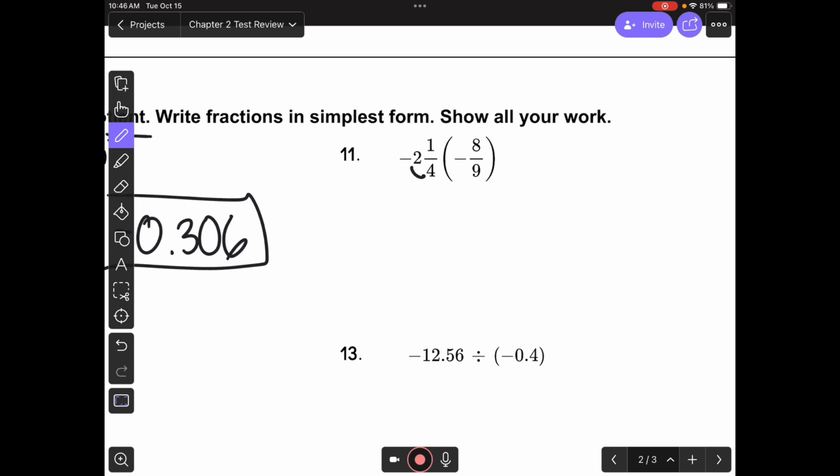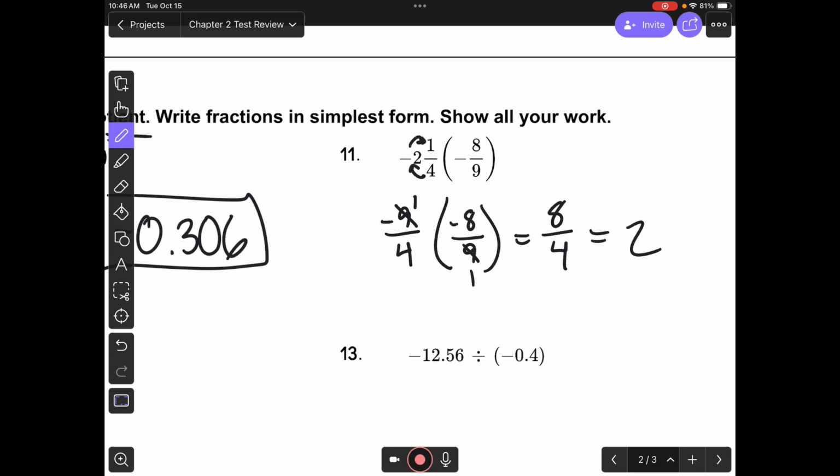For this one, we need to change our mixed number into an improper fraction. This would become negative 9/4, being multiplied by negative 8/9. Here we can do some canceling. 9 and 9 are both divisible by 9. They both become 1. Negative 1 times negative 8 is positive 8. 4 times 1 is 4. 8 divided by 4 is 2. To check, I had a negative times a negative. I should have a positive answer.